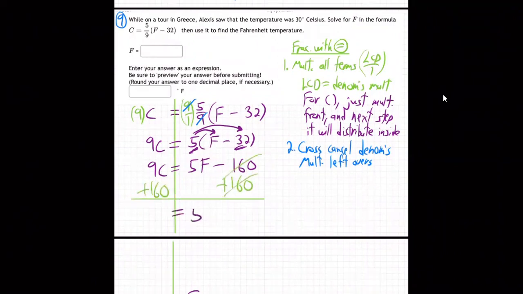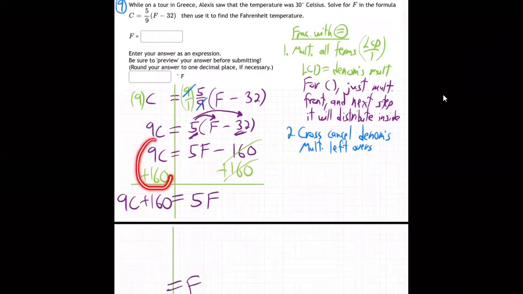So that's 5F is 9C plus 160. We can't add this. A common mistake, an easy mistake to make, is to go, well, I'll just add those. I'll just go 9 and 160.